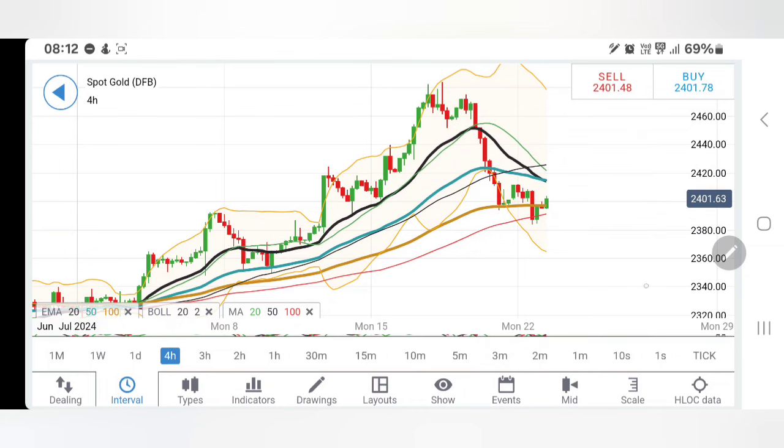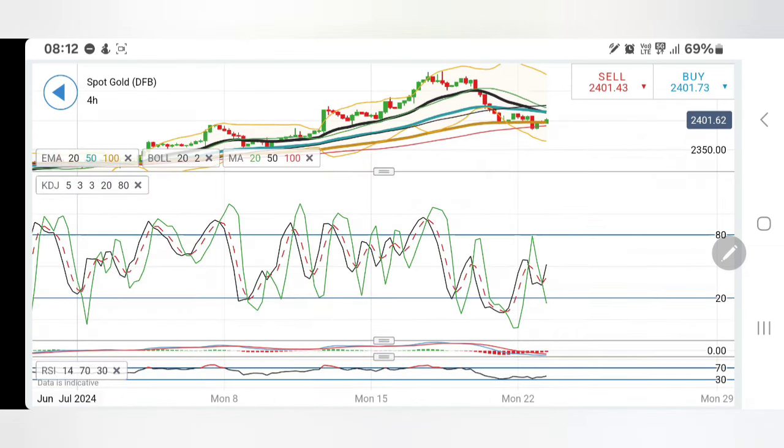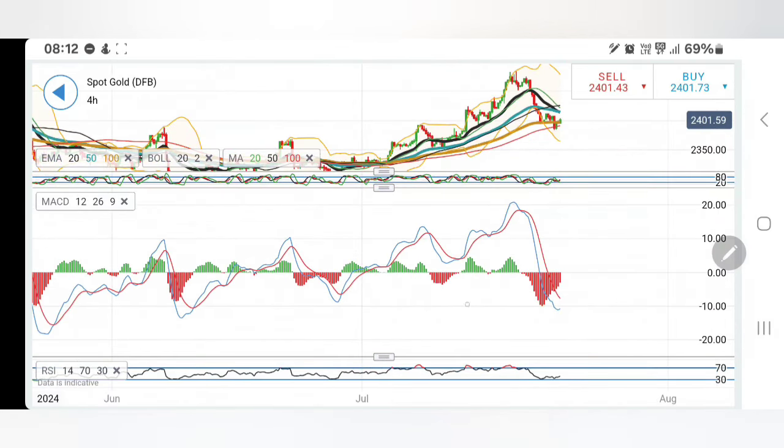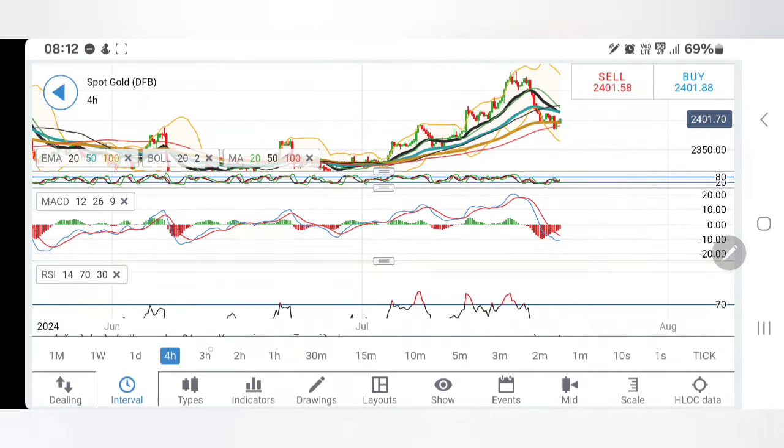Right now it is forming a nice flag. If you look at the stochastic, this is rising, good sign for the bulls. MACD has traded bearish. It is on the verge of a crossover. It is not yet crossed over. The RSI is also rising here.